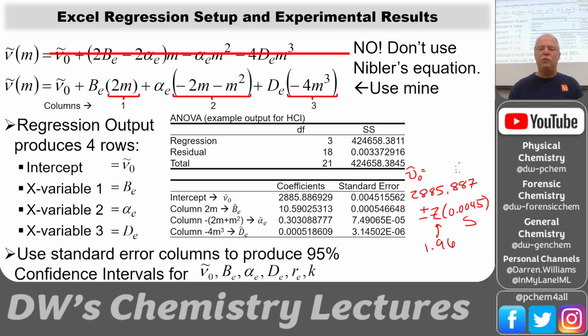And then this will tell you where to round. Notice it told me roughly where to round. If I do this 1.96, it's going to double that. It's going to put a 9 here in that column. So it'll be 2885.887 plus or minus 0.009. And that would be my 95% confidence interval.